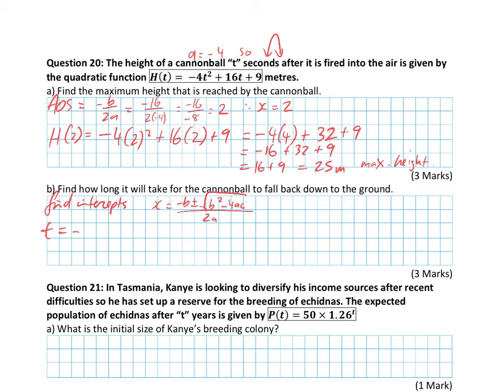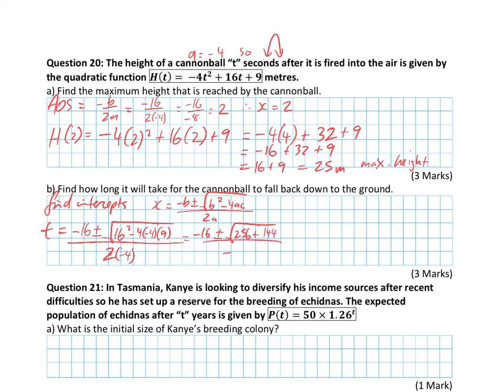Is equal to negative 16 plus or minus root 16 squared, take 4 lots of negative 4 and 9, over 2 lots of negative 4. Negative 16 plus or minus 16 times 16, 256. Negative 4 times by negative 4 plus 16. What's 16 times by 16 lots of 9? 144.